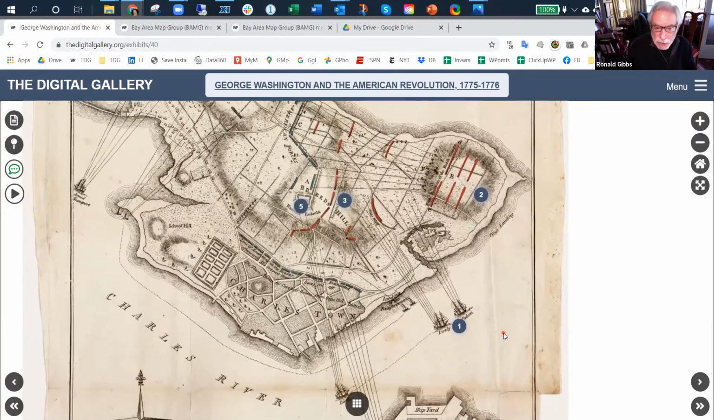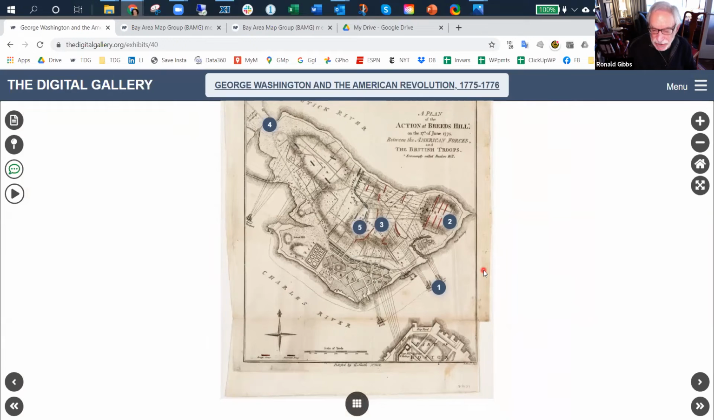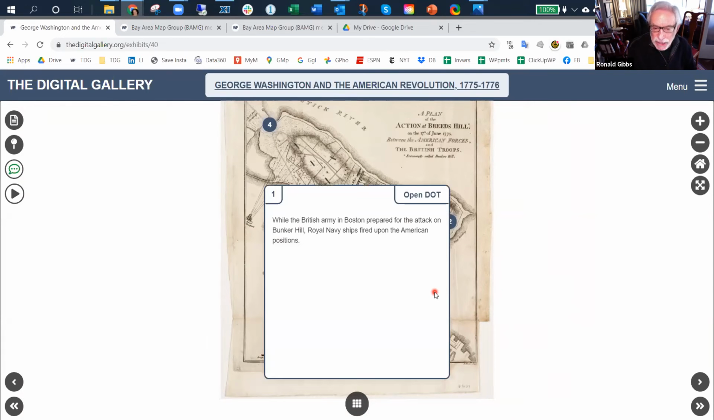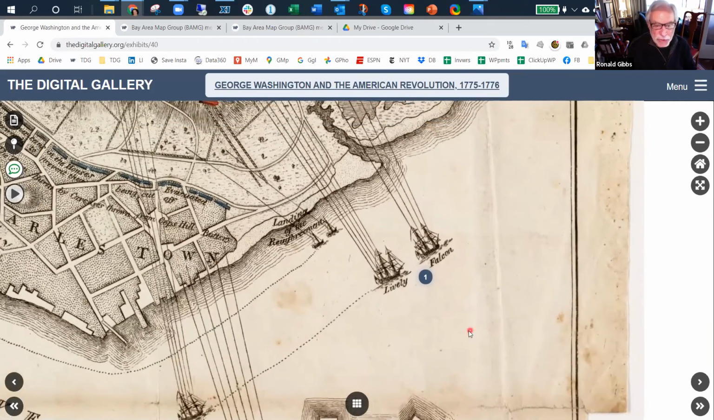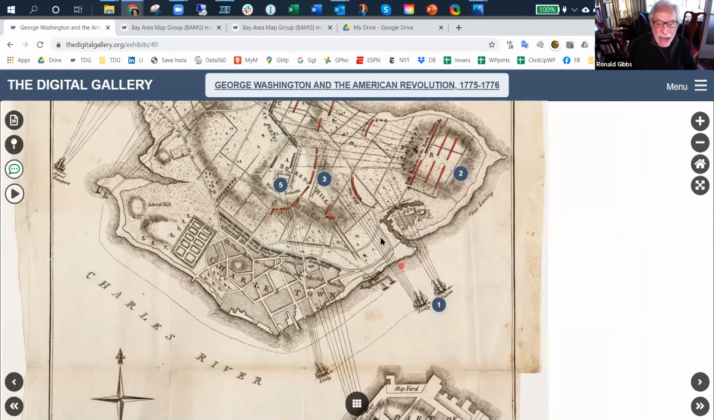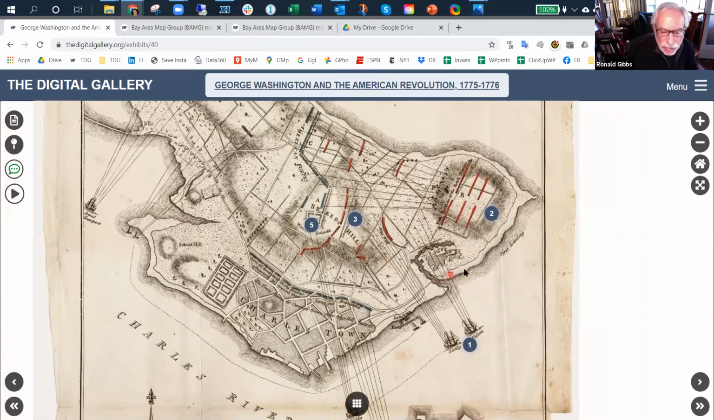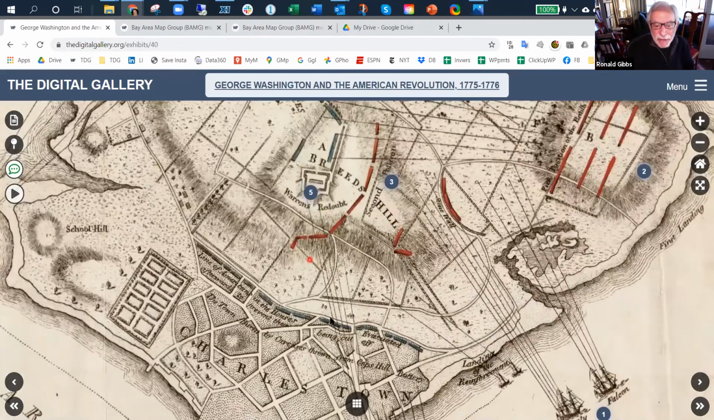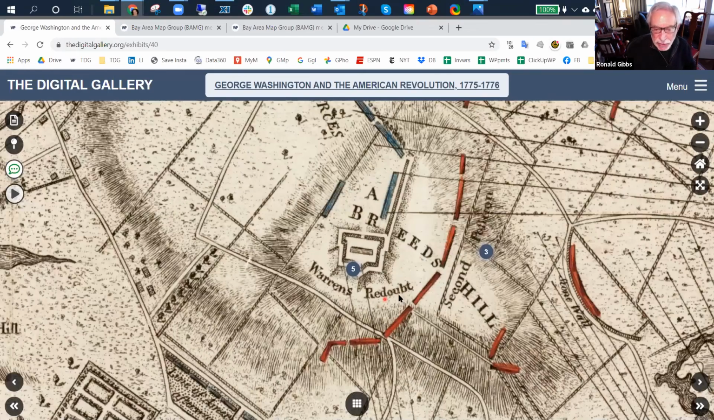Well, so now we have the morning of June 17th, 1775. The British are forming up for battle, and at dot number 1, Royal Navy ships move into the Charles River and begin to bombard the American positions at Bunker Hill or Breeds Hill. Now let's zoom into number 5. And number 5 shows Warren's Redoubt, which is the center of the American fortification.